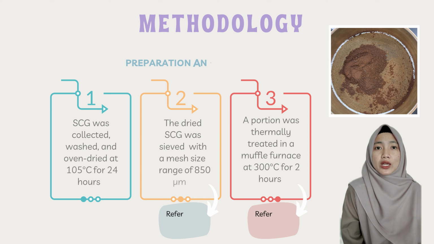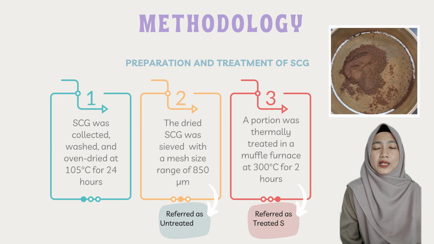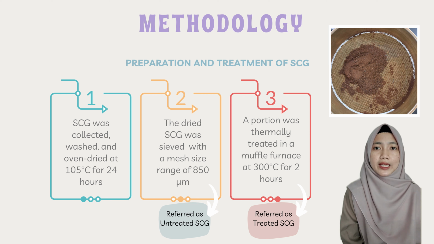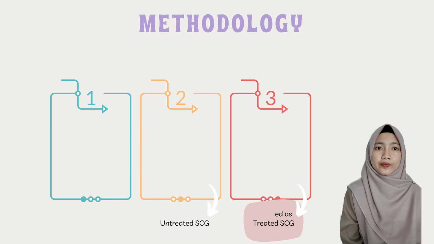We started by collecting spent coffee grounds, washing them thoroughly and oven drying at 105 degrees Celsius for 24 hours. Then, we sieved them to a particle size of 850 micrometers. For the treated batch, we applied thermal treatment at 300 degrees Celsius for 2 hours in a muffle furnace. The untreated batch stayed exactly as prepared.